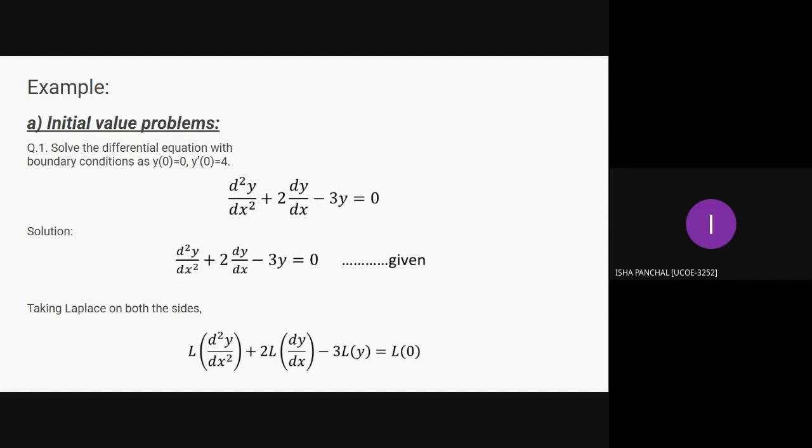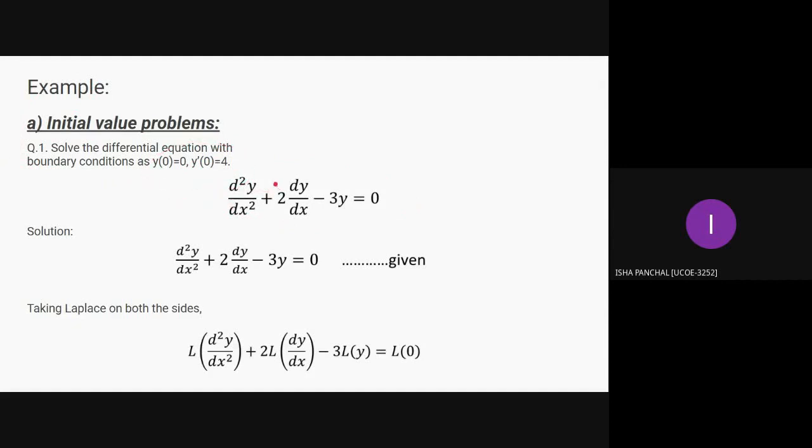As we have seen and understood the importance of differential equations, we will now see some examples related to solving differential equations using Laplace and inverse Laplace transformation. Our first question is on an initial value problem. The question is, solve the differential equation d2y upon dx square plus 2 times dy by dx minus 3y equals 0, with the conditions y of 0 equals 0, y dash of 0 equals 4.